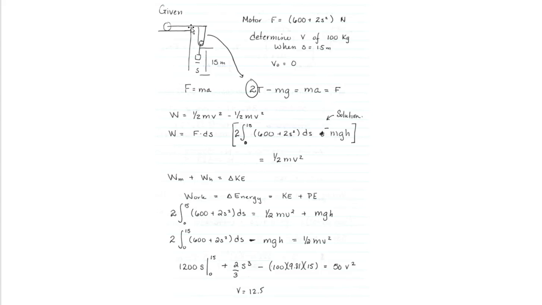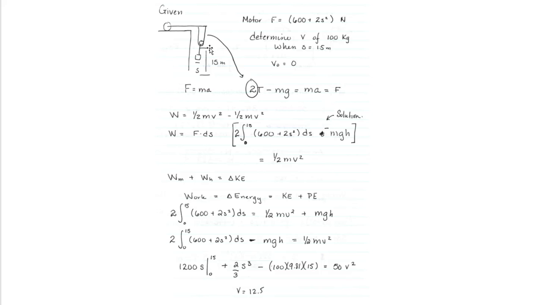So what we've got is a system where we're going to use this winch to bring up our weight. And we're told that the motor is going to bring it up with a force of 600 plus 2 times the distance squared, in newtons. We want to determine the velocity when this reaches a height of 15 meters. And our initial velocity is equal to 0.